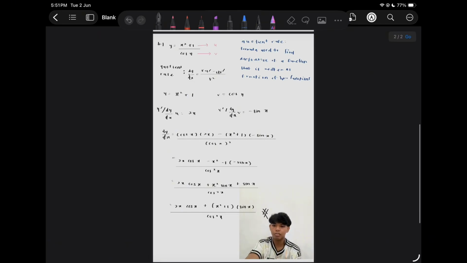And simplify it: dy/dx equals 2x cos x plus (x squared plus 1) sin x over cos squared x. Therefore, the derivative for this part is (2x cos x plus (x squared plus 1) sin x) over cos squared x. In conclusion, to solve this question, we identify the appropriate differentiation rule for each function.